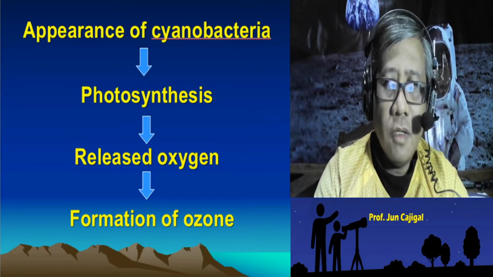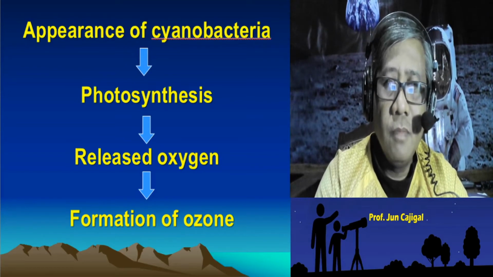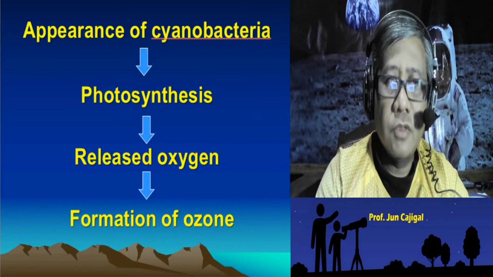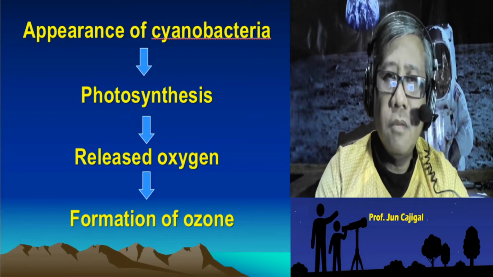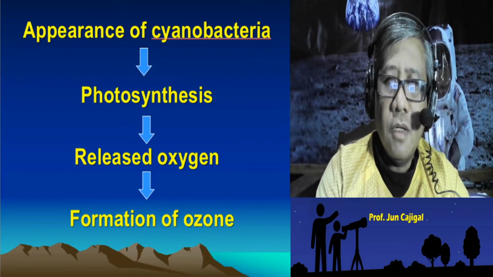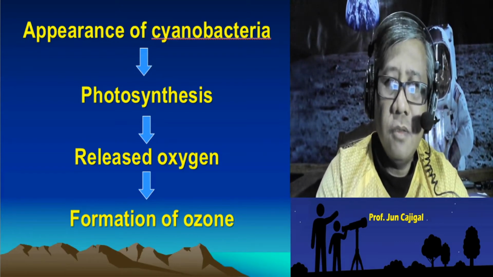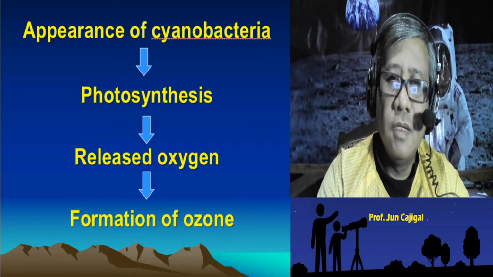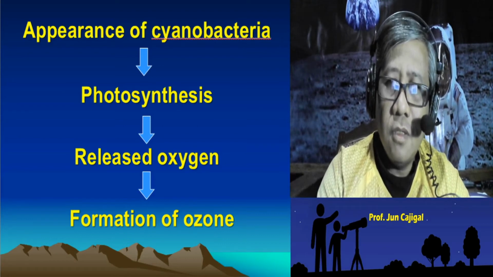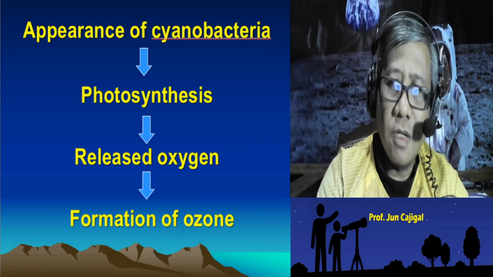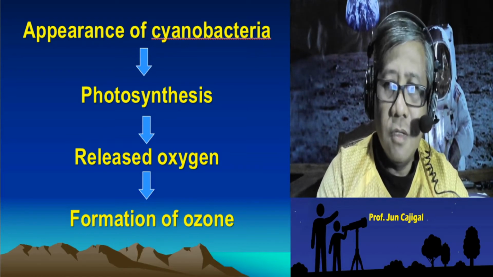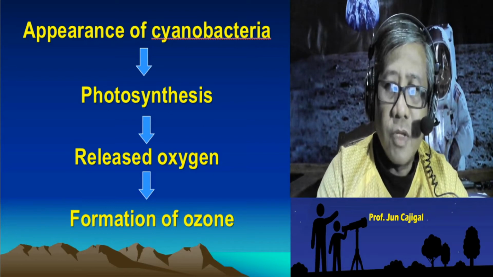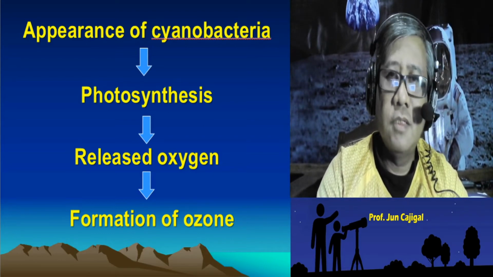So we have here a flow chart that would again explain the dramatic change in our Earth's atmosphere. Because of the appearance of the cyanobacteria, they were able to harness the sun's energy through photosynthesis, and as a result, they released oxygen. And the oxygen in the atmosphere eventually formed the ozone layer. And you know the importance of the ozone layer. The ozone layer eventually protected the primitive Earth from deadly UV rays.